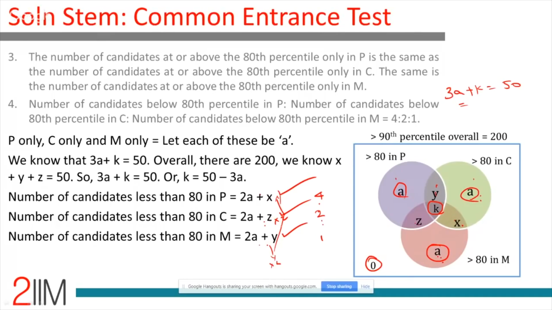But remember, 4 is to 2 is to 1. Actually, two equations. 4 is to 2, 2 is to 1. If you write those two equations, the 4 is to 1 equation will be a derivative of this. The two independent ratios that are given here, not 3. X plus Y plus Z is 150.